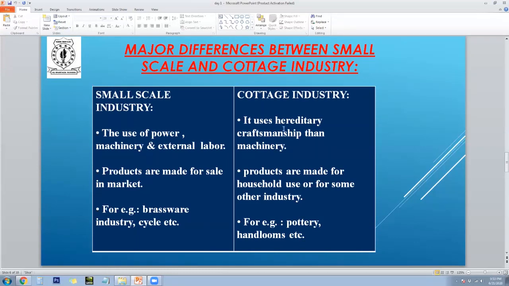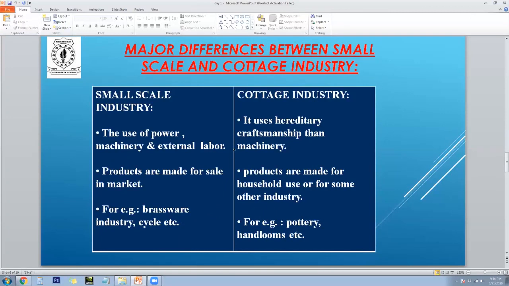All right. It uses power. Power here means electricity, along with machinery and the external labor that I've already discussed with you. So the owner along with the external labor works here, and products are made for sale in the market. Brassware industry, cycle industry, etc.